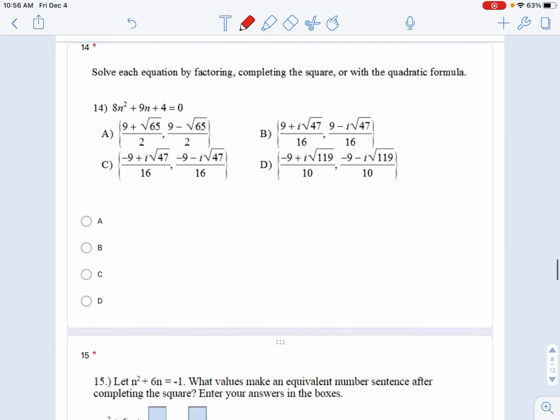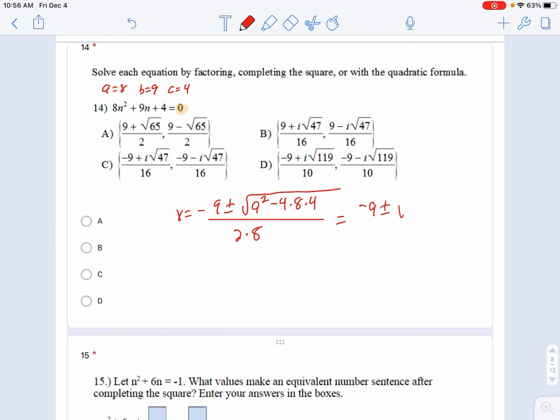Number 14, same thing. A equals 8, B equals 9, C equals 4. Remember, one side has to equal 0, and it does, so we're good to go. So -9 plus or minus the square root of 9 squared minus 4 times 8 times 4, all divided by 2 times 8. So that's negative 9 plus or minus.